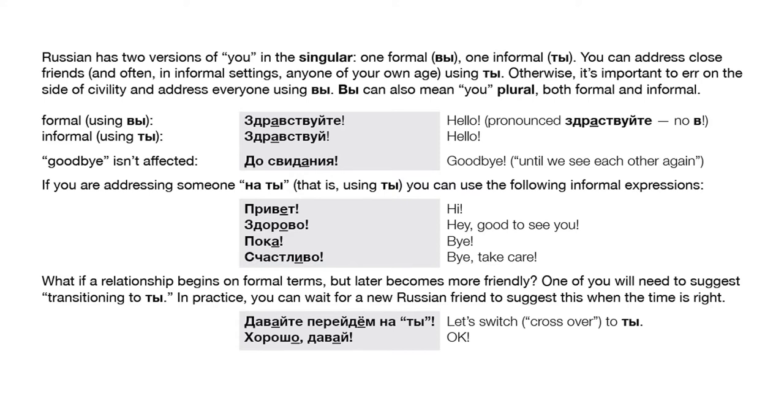And so the way a Russian would propose switching over to ты would be давайте перейдем на ты. That means literally, let us cross over onto ты. Let's transition to ты. And you could respond to that by saying хорошо, давай. And note how already we've switched from давайте, which is the вы form for let's, to the ты form, давай. Right? We've gotten rid of that те that's marking commands as polite commands.